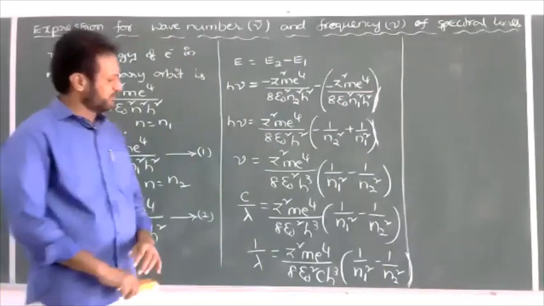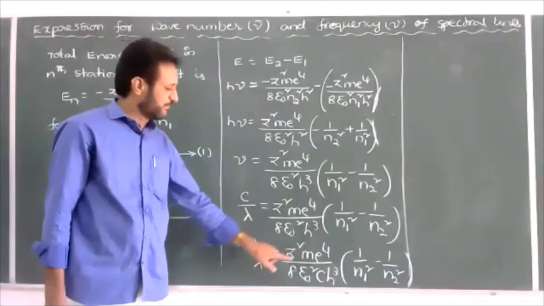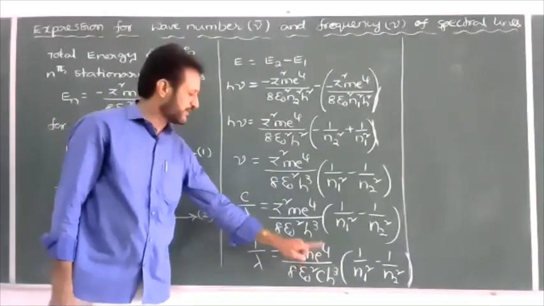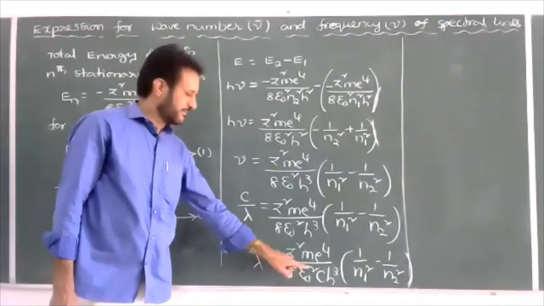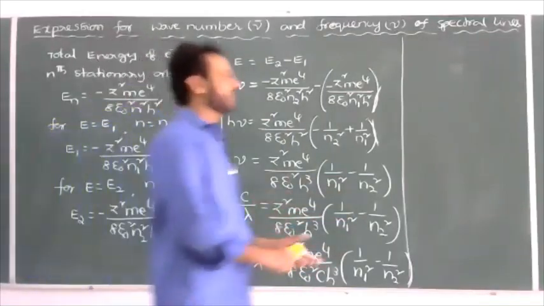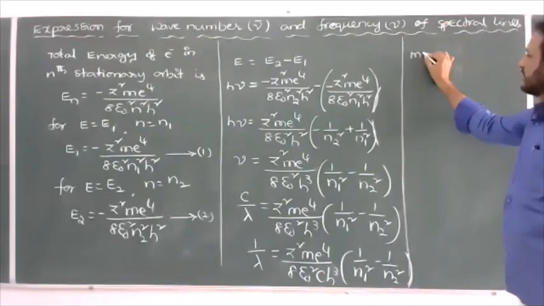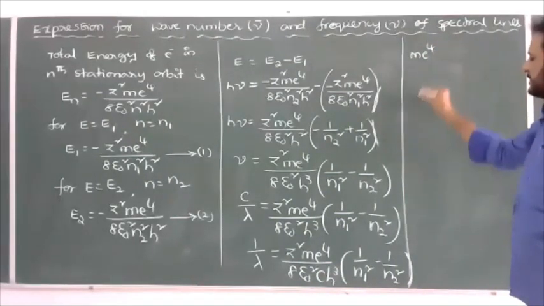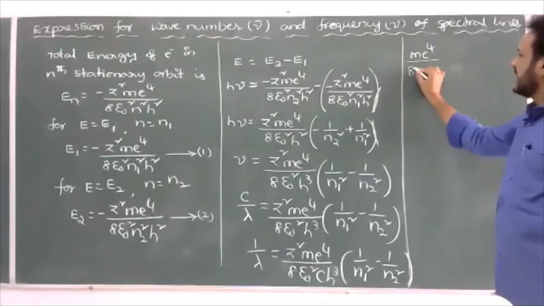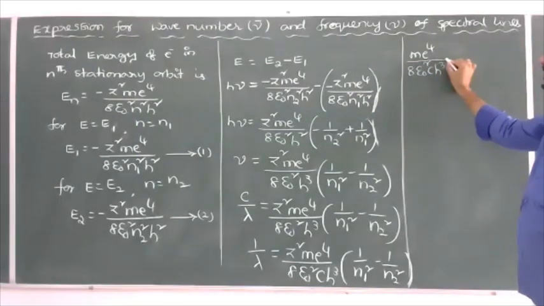In this formula, Z is not a constant variable, but the mass of electron, charge of electron, epsilon naught, velocity of light, Planck's constant, all are constants only. I'll write all the constants here: m e to the power of 4 by 8 epsilon naught square into c h cube, all are constants.